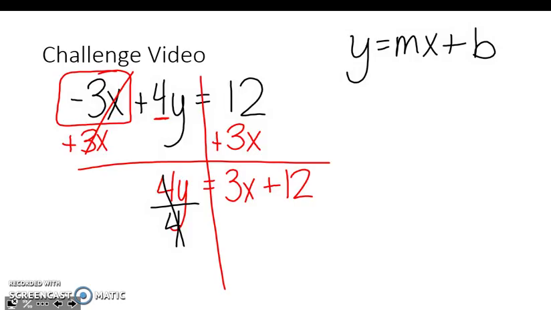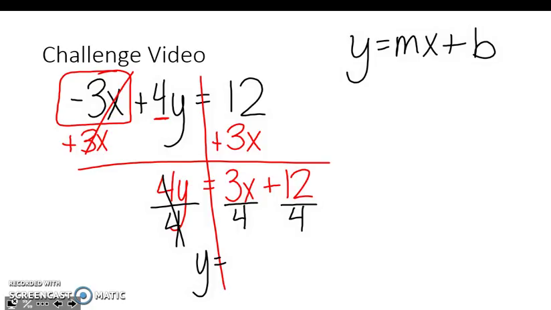Now here's where things get a little more complicated. Over on the right, since there are 2 terms, 3x and positive 12, you have to divide both by 4. So we get y equals, now that 3 over 4, if we divided that, we would get 0.75x. But 3 over 4, or 0.75, that's going to be our m value.